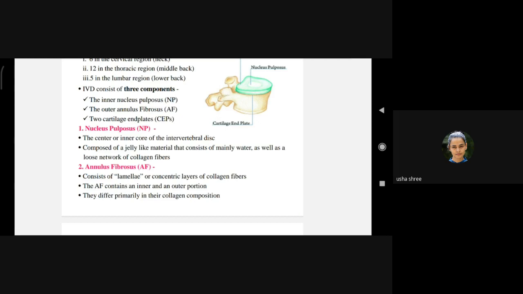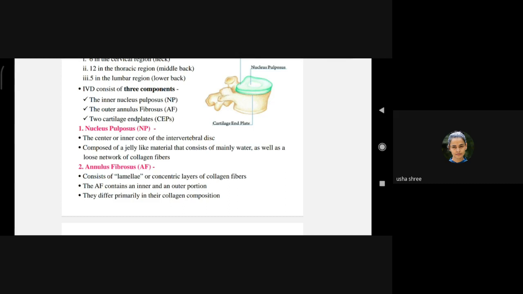Nucleus pulposus, the center or inner core of the intervertebral disc. It is composed of a jelly-like material that consists of mainly water as well as a loose network of collagen fibers. What is this jelly-like material made up of? Mainly water and a loose network of collagen fibers. It also consists of collagen fibers, but it is a loose network and mainly water. So it's a somewhat jelly-like structure.